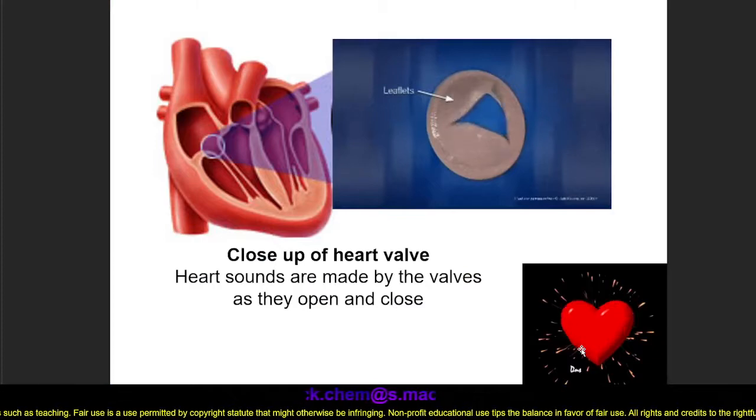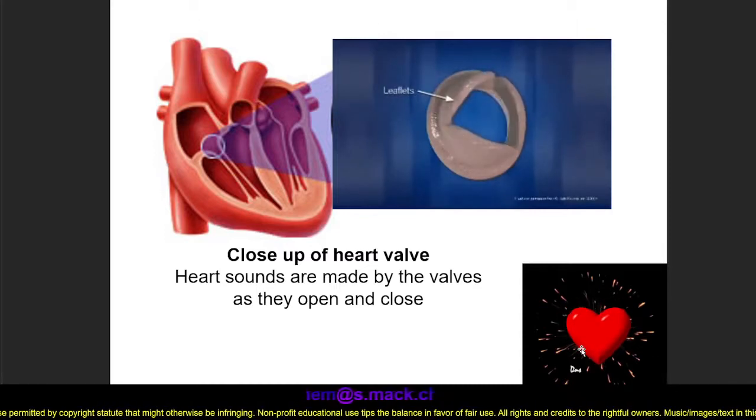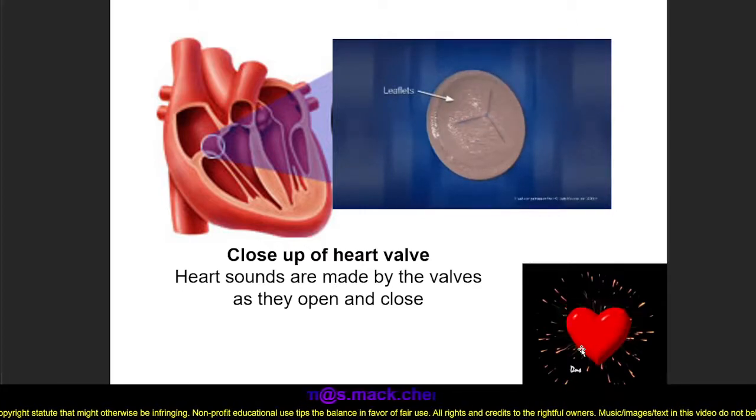On this slide, we take a close-up at the valves which we just talked about, which are the valves between the atria and the ventricles. As mentioned, a valve is made up of flaps, and the flaps open when blood flows through the valve.